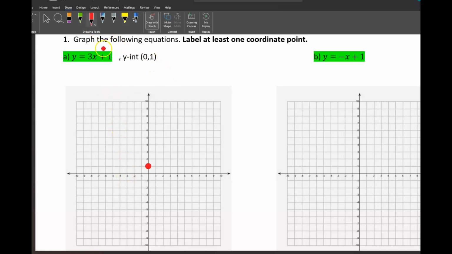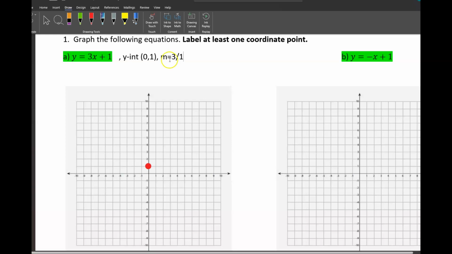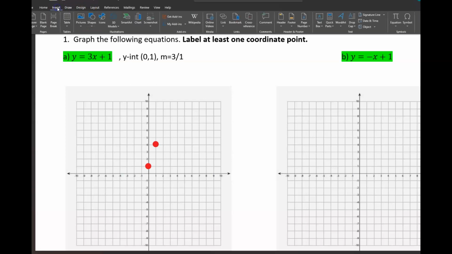And then going back to the parts of the graph that we need, well, the slope is equal to the value of 3, or 3 divided by 1. Okay, so from the actual y-intercept, we're going to move to the second coordinate point: 1, 2, 3, and then 1 to the right. There we have the second coordinate point. And all we're going to do is basically draw a line.